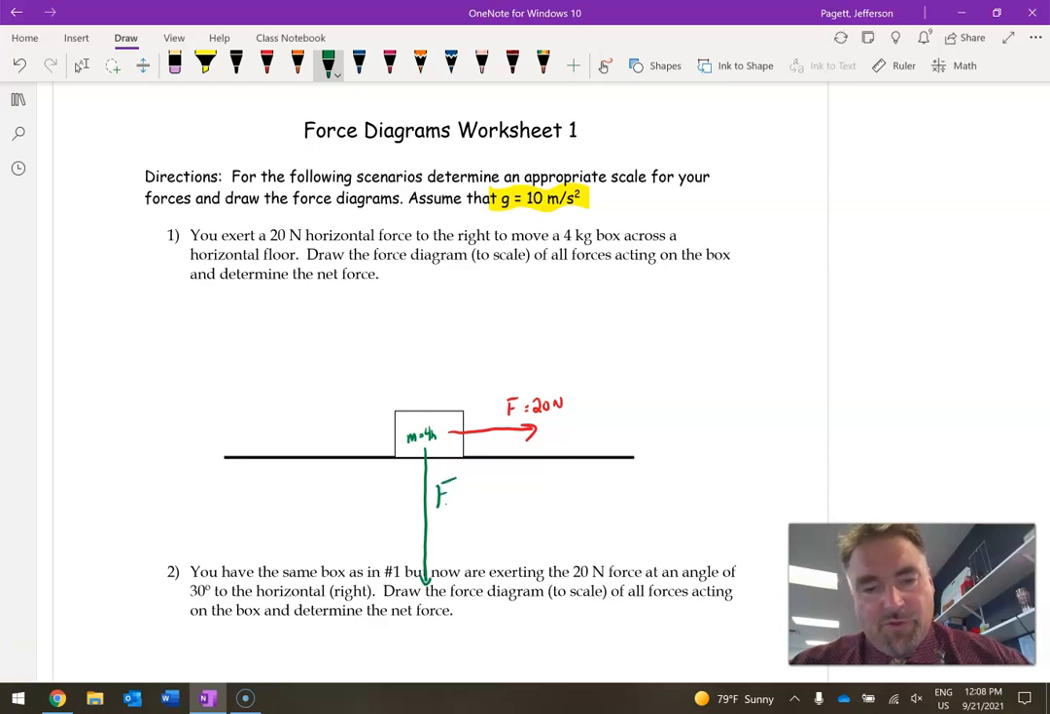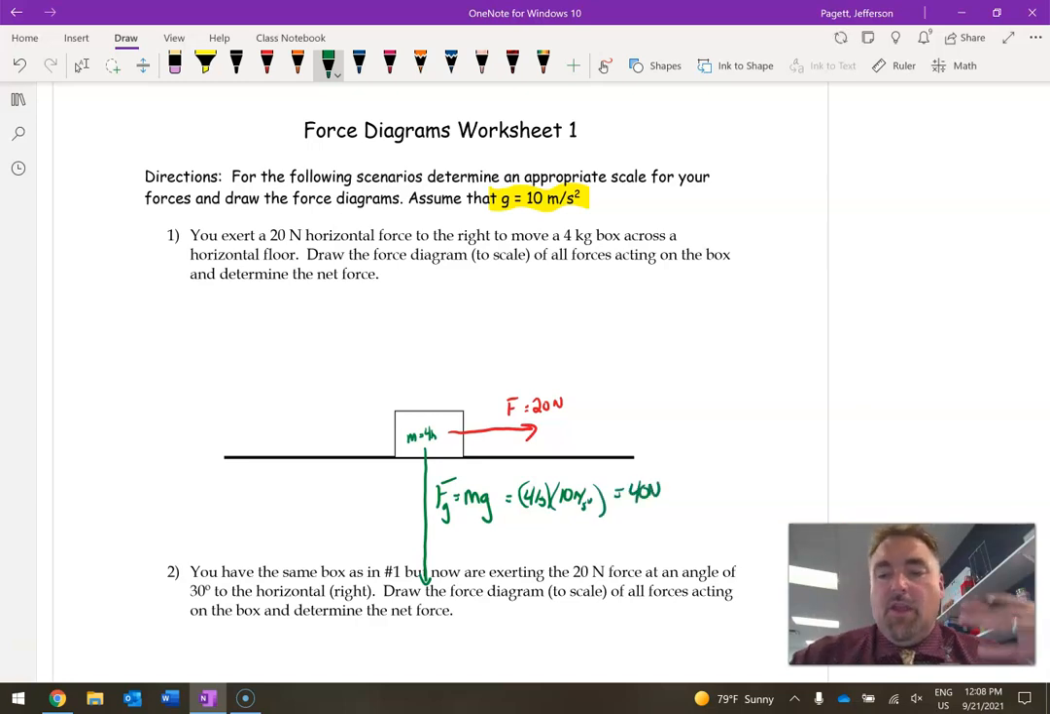And remember, we find the force due to gravity by taking the mass times the acceleration due to gravity. So force due to gravity, F sub g, is the mass times the acceleration of gravity, so 4 kilograms times the 10 meters per second squared, generally 9.81, to give me 40 newtons. Okay. Now we ask ourselves, are there any other forces acting on this?